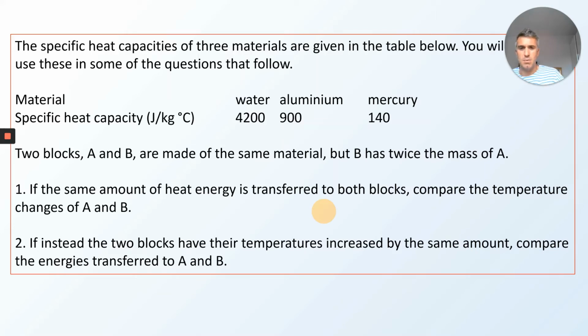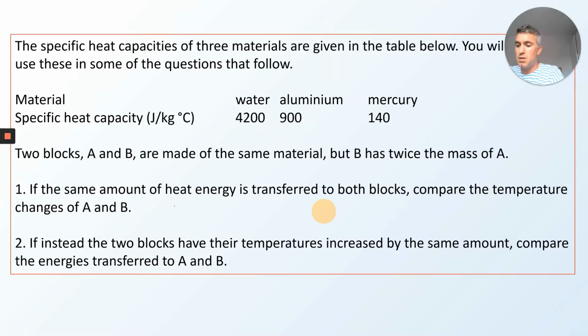Let's get this in terms of different versions. Now some actual questions. The specific heat capacity of 3 materials are given in the table below. You'll need to use these. Water is 4,200. Aluminium is 900. Mercury is 1,400. 2 blocks A and B are made of the same material, but B has twice the mass of A. If the same heat energy is transferred to both blocks, compare the temperature changes of A and B.